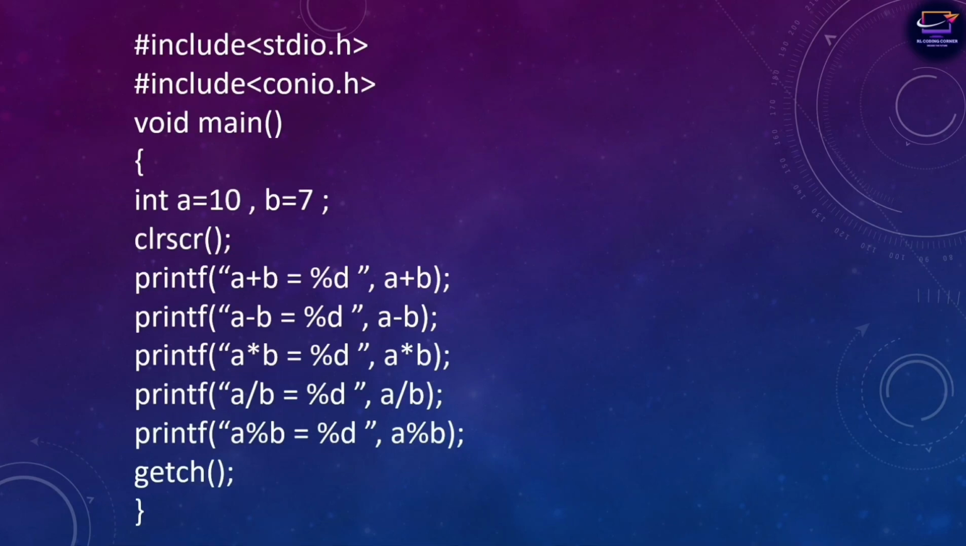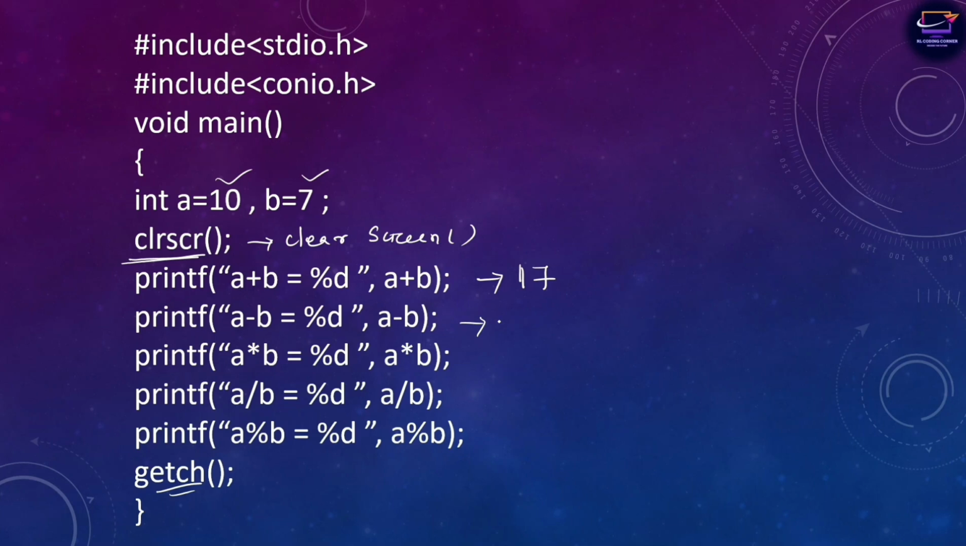Here we have included stdio.h, and this is the program. Now what should be the output? If you are using clrscr here, that is the clear screen function, and getch, you have to include the conio.h header file, that is the console input output header file also. Now what is the output of a plus b? Here a is 10, b is 7, so 10 plus 7 equals 17.